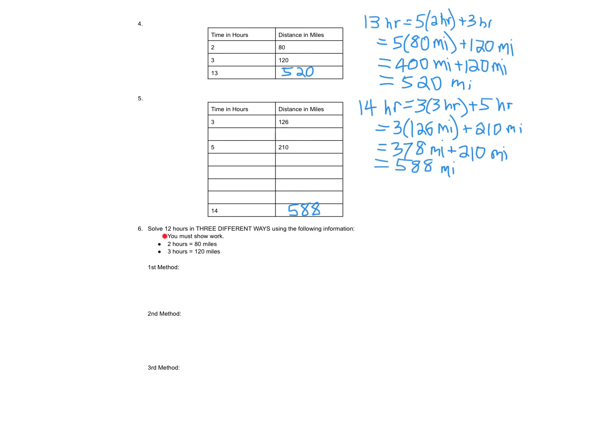Now let's take a look at the next problem. Solve 12 hours in at least 3 different ways using the following information. 2 hours is 80 miles, 3 hours is 120. You want to get to 12 hours. Try to come up with at least 3 different ways to solve that. Now that I've given you enough time, because you paused it, here are 3 different ways you could approach it.